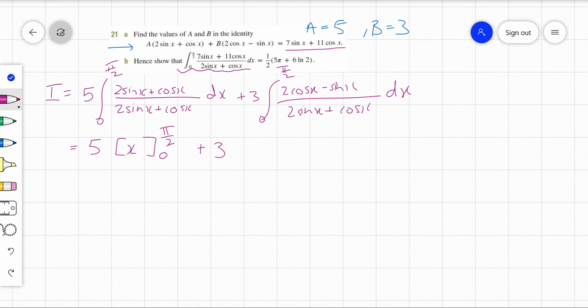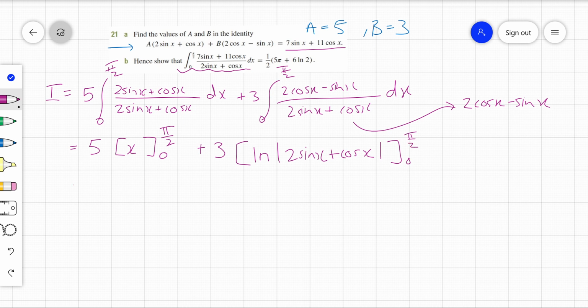This one here, nice, and if you look at the bottom, if I differentiate that 2 sine x, I get 2 cos x. If I differentiate cos x, I get minus sine x. So you can see the derivative of the bottom is at the top. So this is actually a log of 2 sine x plus cos x when we integrate it.